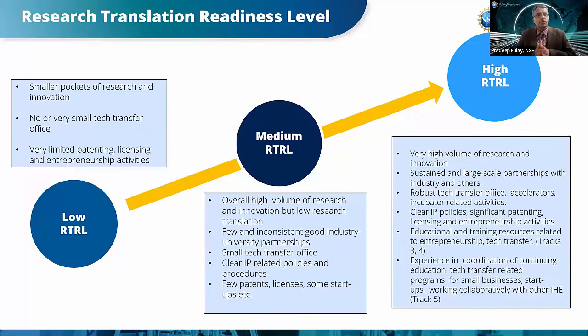Then if you look to the right side, where we say high RTRL, these institutions are very mature. They have a very strong, very robust innovation and research ecosystem, with a very high volume of research. And that high volume of research is also accompanied by very high levels of research translation, as evidenced by the number of licenses, number of startups, number of industry-university interactions on campus, and many other factors. There is no single metric that would reflect the overall research translation readiness level.